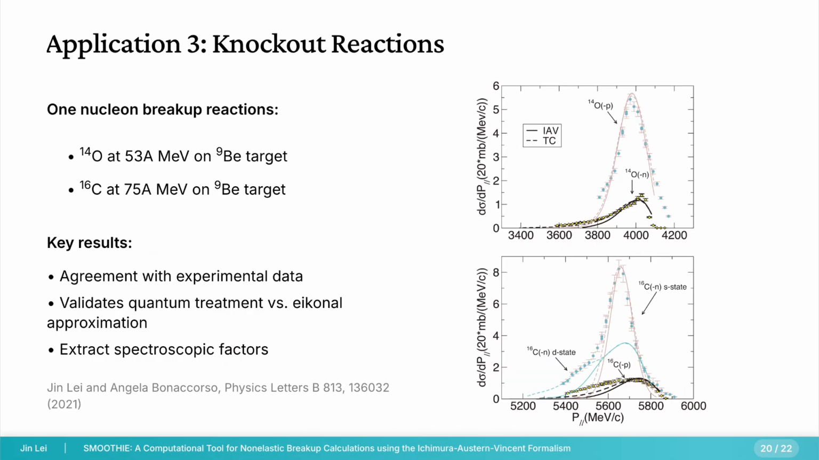Application 3 turns to knockout reactions. On this slide, nucleon knockout breakup cases are shown: oxygen-14 at 53 MeV on beryllium-9 and carbon-16 at 75 MeV on beryllium-9. Key results as listed: agreement with experimental data, validation of a fully quantum treatment against the eikonal approximation, and extraction of spectroscopic factors. A right panel shows the comparison plot.